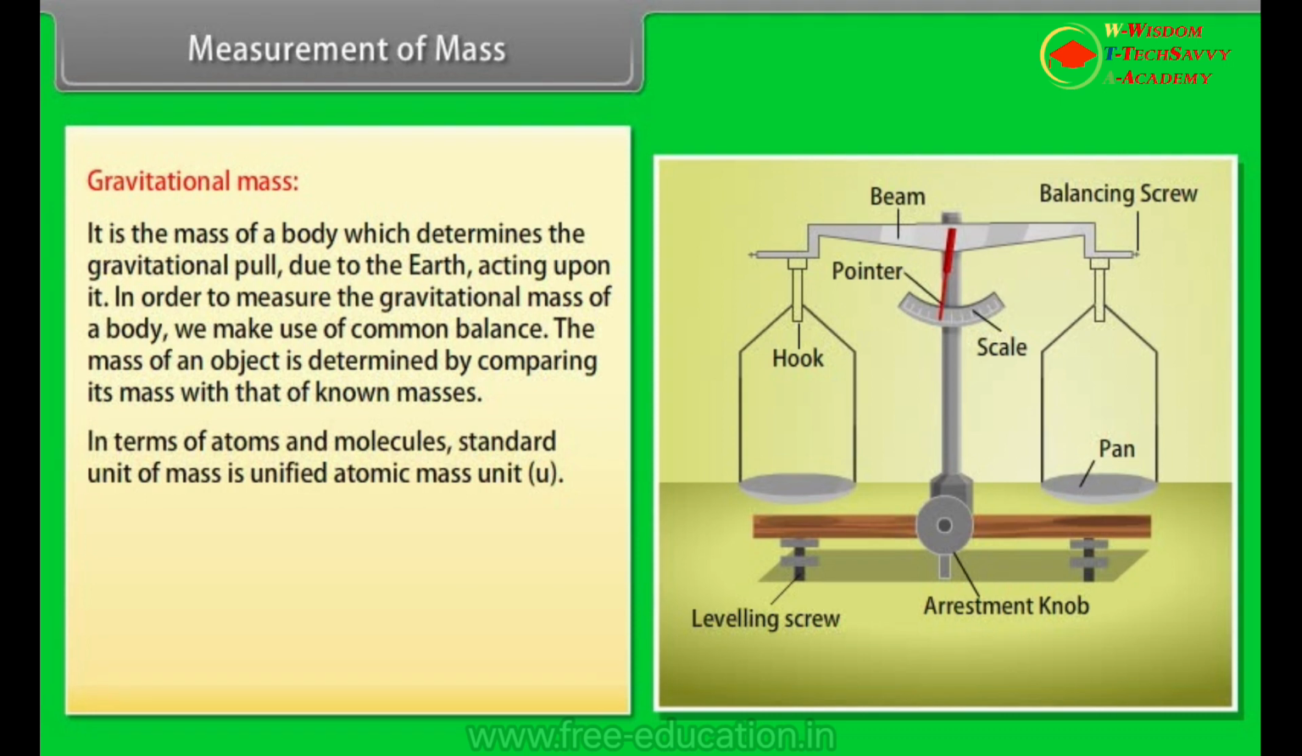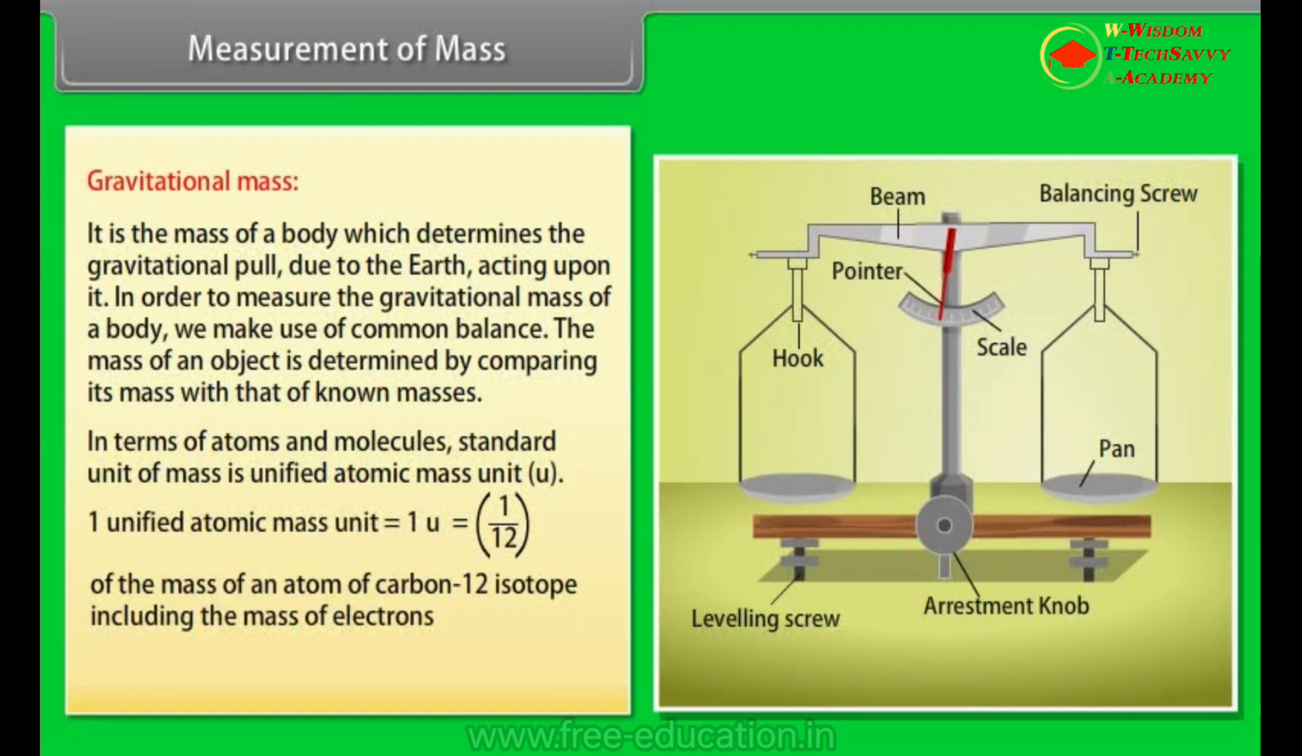In terms of atoms and molecules, the standard unit of mass is Unified Atomic Mass Unit, that is u. 1 unified atomic mass unit, 1 u, is equal to 1/12 of the mass of an atom of carbon-12 isotope including the mass of electrons, which is equal to 1.66 × 10^-27 kg.